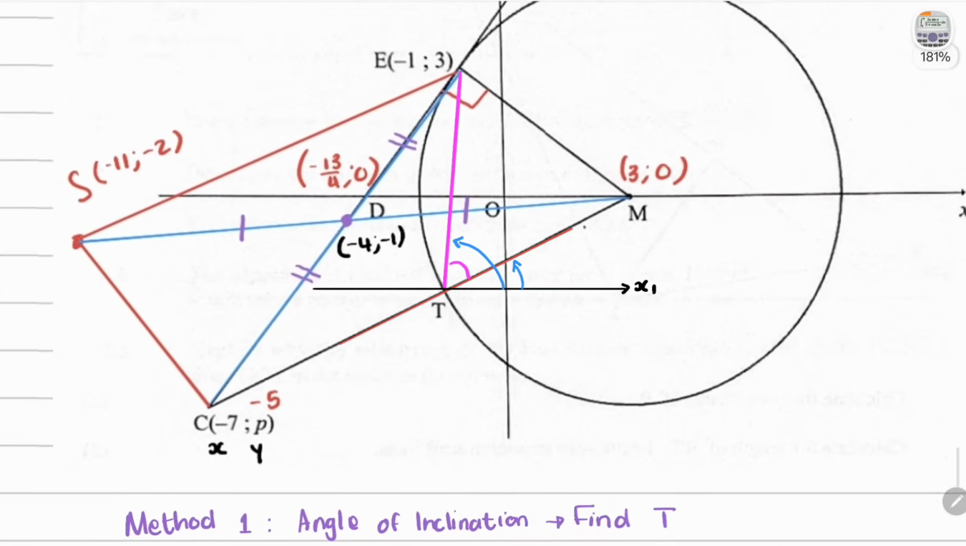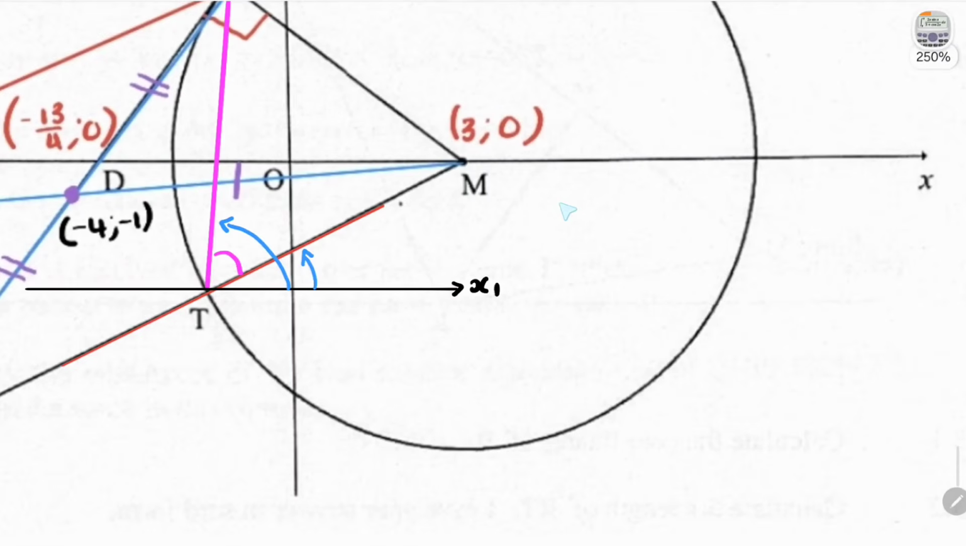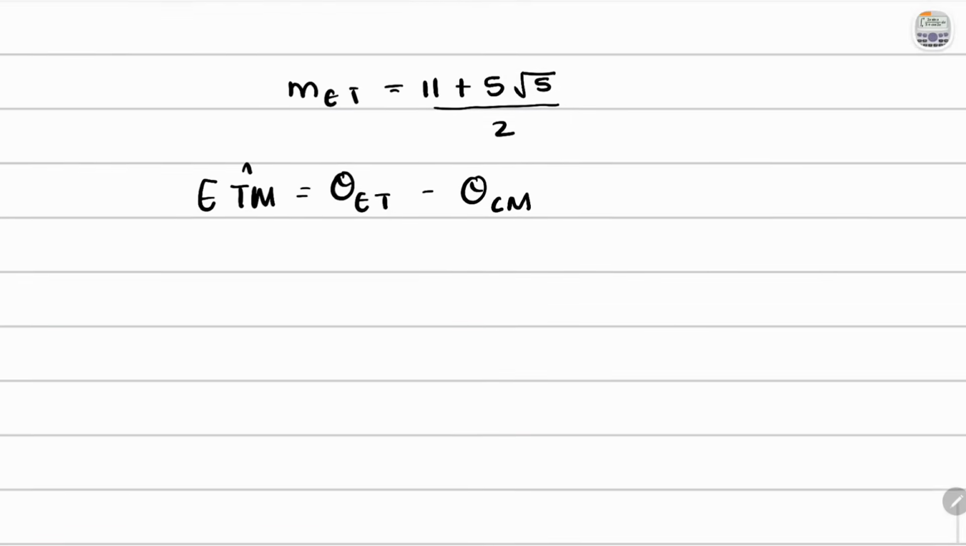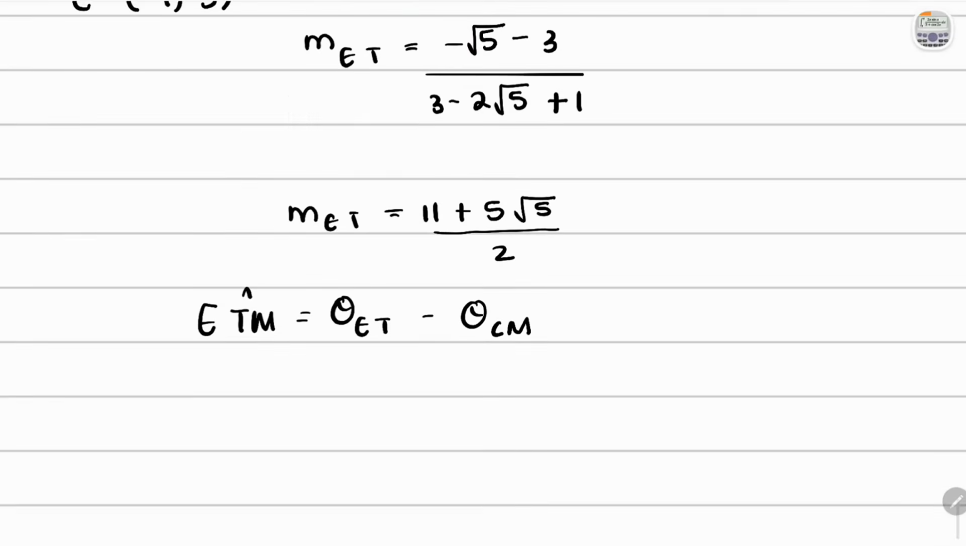Okay, so we can actually put that in a nutshell. What we're doing is take the angle of inclination of the bigger one, which is ET, that big angle, minus the angle of inclination of CM. Okay, so ETM is equal to, and we're going to put that down. Okay, so now we can just look separately at how to find these angles.